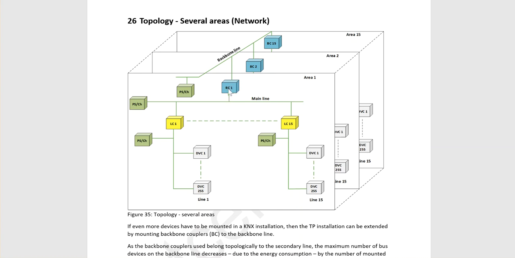Backbone coupler also has two KNX connectors. The secondary connector is connected to the main line, and the primary connector is connected to the backbone line. Okay, and of course they should be powered up. They are powered up with the power supply plus choke in a backbone line. So you need it to power these backbone couplers on. So this is the classical topology in KNX.